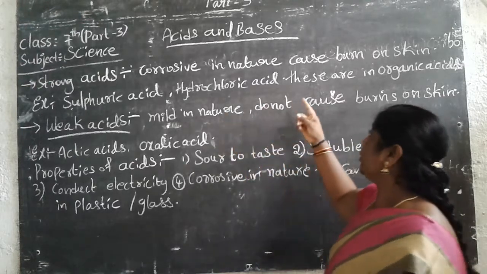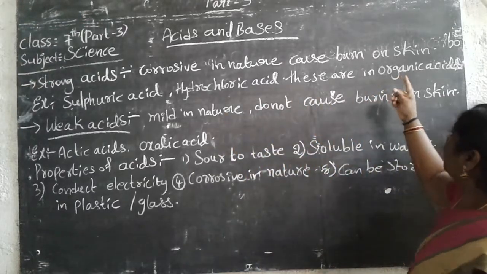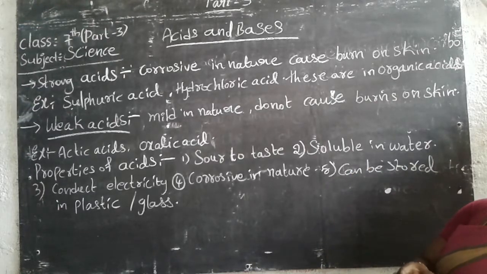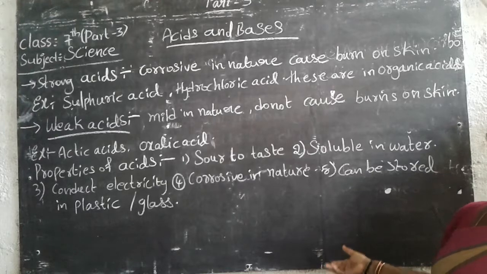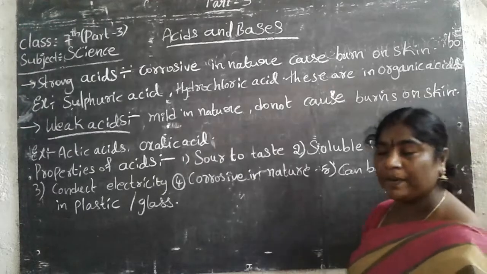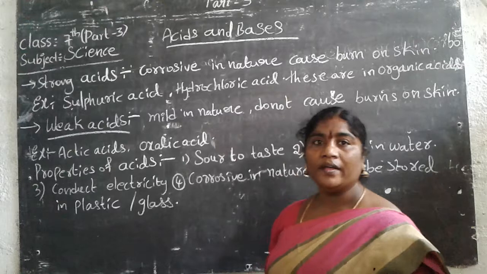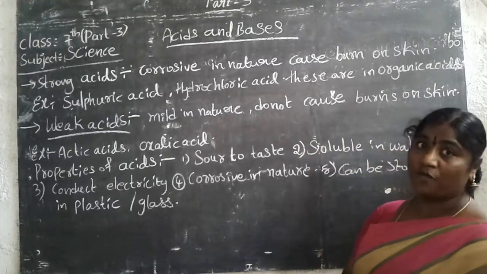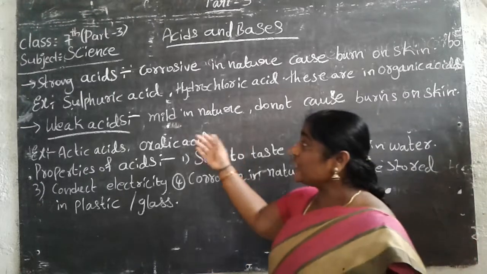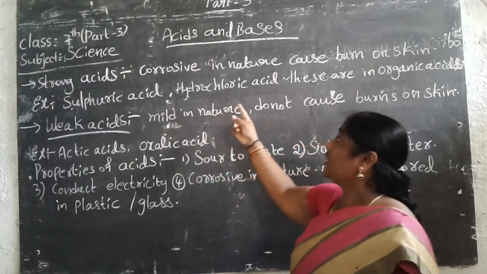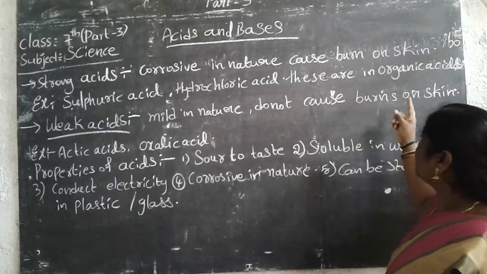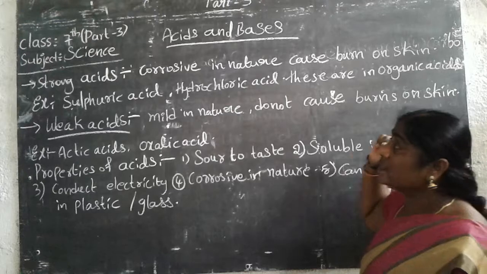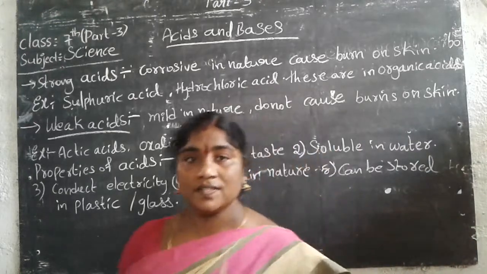Strong acids are corrosive in nature and cause burns on skin. When strong acids are put on our skin, the skin will burn totally. Why? Because they are harmful to our skin. Which acids? Sulfuric acid, hydrochloric acid. These acids are inorganic acids and harmful to our skin.